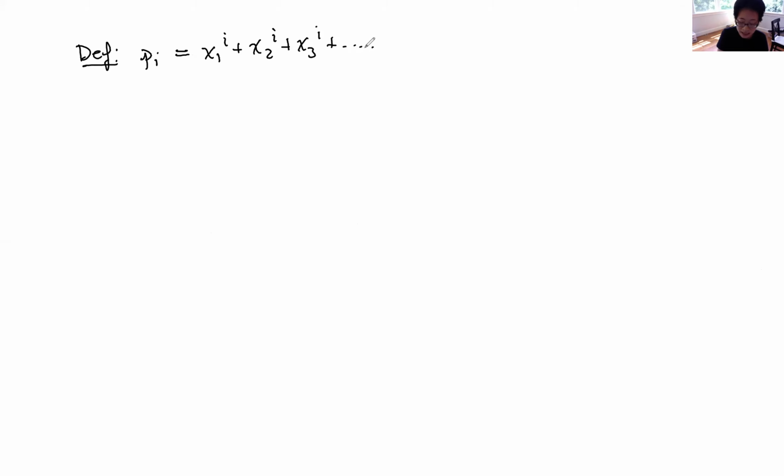I should say this one is visibly symmetric under permuting the variables. The Schurs are not visibly symmetric. You have to prove a proposition that says that they're symmetric. This is the power sum symmetric function.